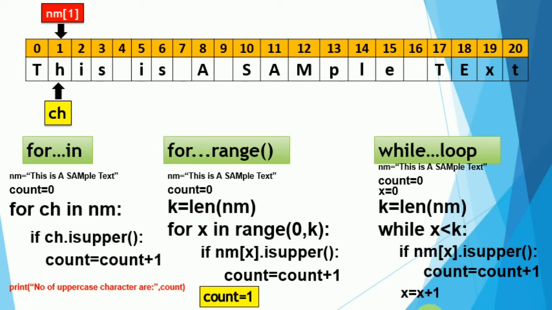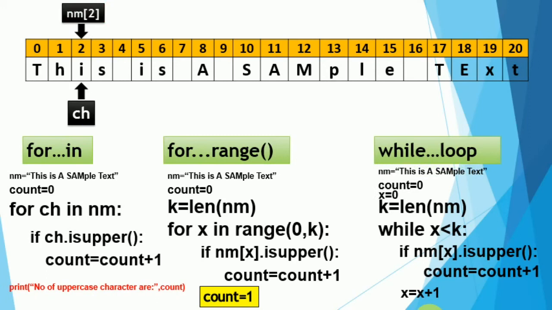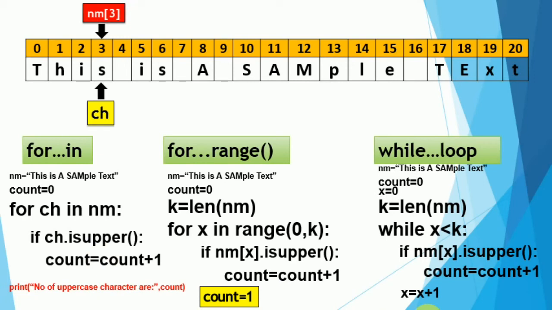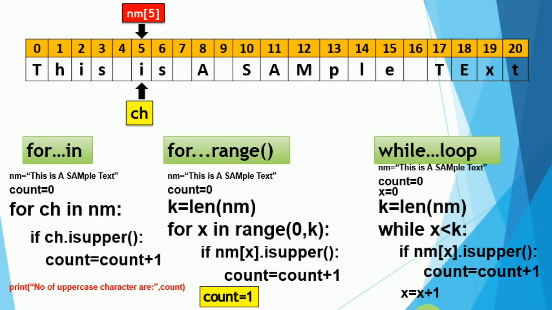The counter remains 1. Now in the same case, the next is i. Now nm is being counted, x is going to be increased, so nm is sitting at 2. ch also moves one step, so it is sitting at i. i is also not an uppercase, so it will leave it. Next again, same concept. Next there is a blank space, it is not going to be used. i again, it is not going to be checked because it is not uppercase. So the counter remains as it is.